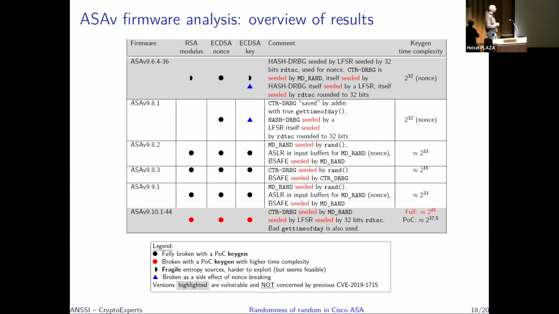There is even a version for which there is a 16-bit complexity keygen. And the last point in this slide is the word "seeded" that you see everywhere in the command column.